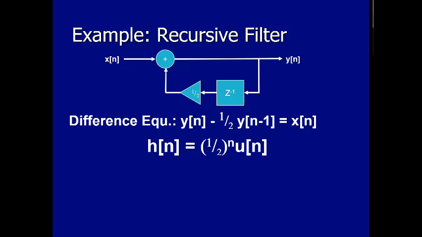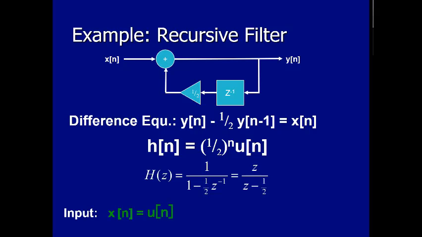So first of all, let's try our simplest recursive filter that had a difference equation y of n minus 1/2 y of n minus 1 equals x of n. We can find the unit sample response, we can find the transfer function, but in this case, we want to work with the difference equation. And we want to know what is the complete response of this system if I put in a unit step input. So what's the total step response? But let's let the system not be relaxed this time. Let's give it an initial condition. Let's make y of minus 1 equal to 10.